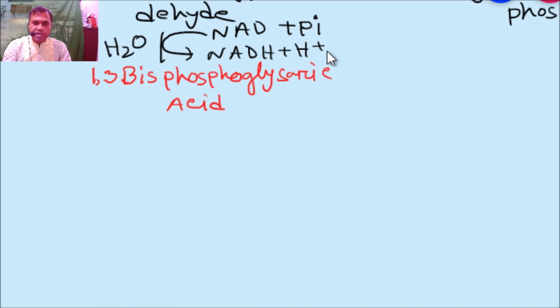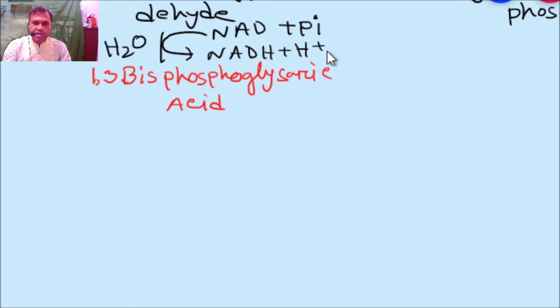2-phosphoglyceric acid. This is also a reversible reaction. The difference between 3-phosphoglyceric acid and 2-phosphoglyceric acid: in 3-phosphoglyceric acid, the phosphate remains at carbon number 3, and in 2-phosphoglyceric acid, the phosphate remains at carbon number 2. So there occurred a rearrangement of the side chain.